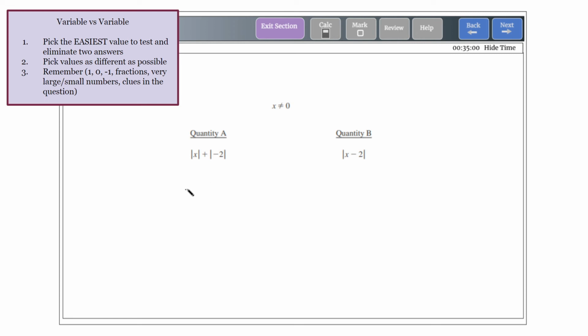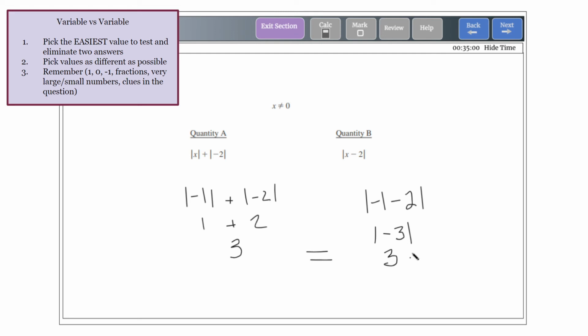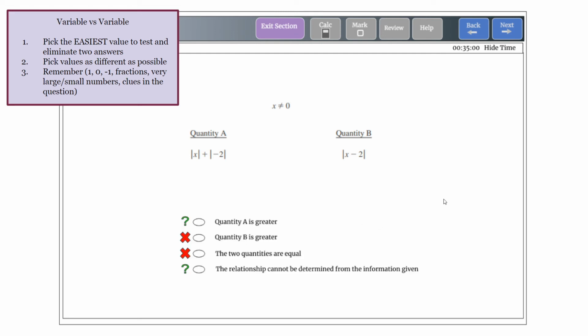If x is -1, we're going to have the absolute value of -1 plus the absolute value of -2, which is going to be 1 plus 2, which is equal to 3. Over here, -1 minus 2 is going to be the absolute value of -3, which is also 3. And so we have found that when x is equal to -1, the two quantities are equal. So now if we return to our options, is quantity A always greater? No, right? We found a situation where the quantities were equal.